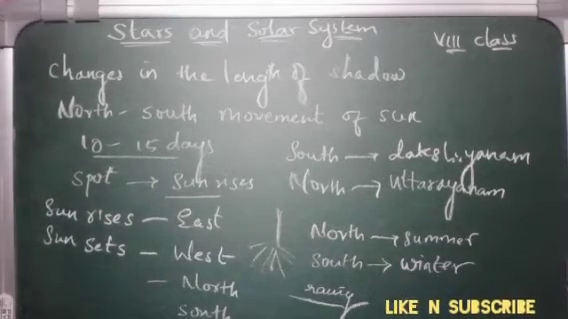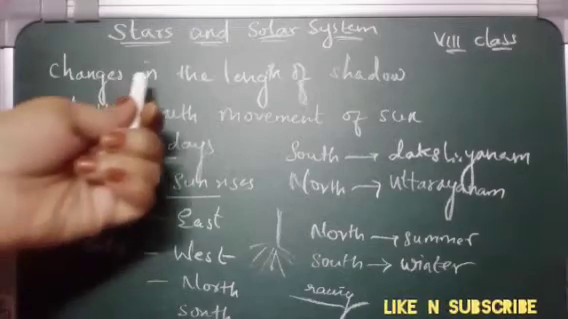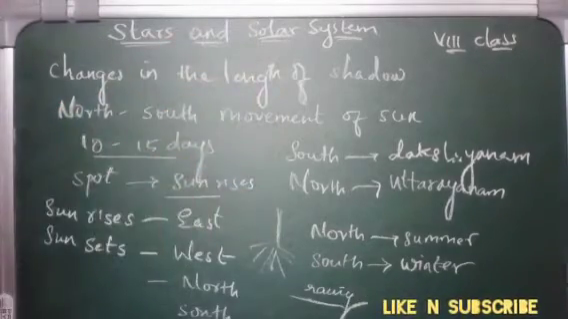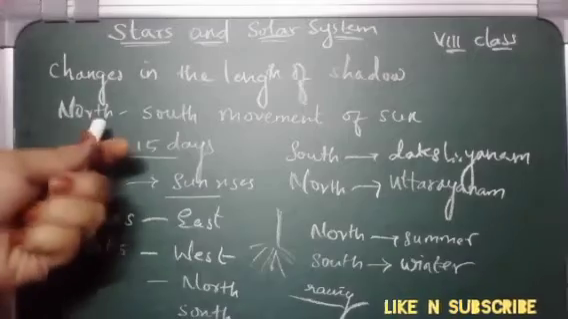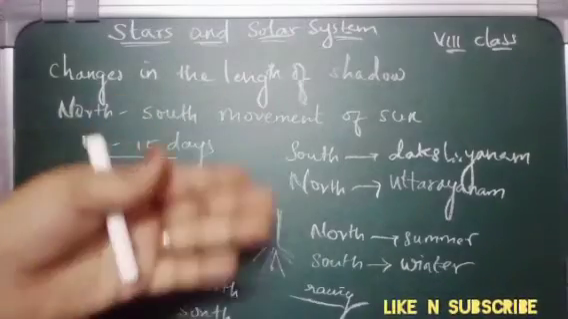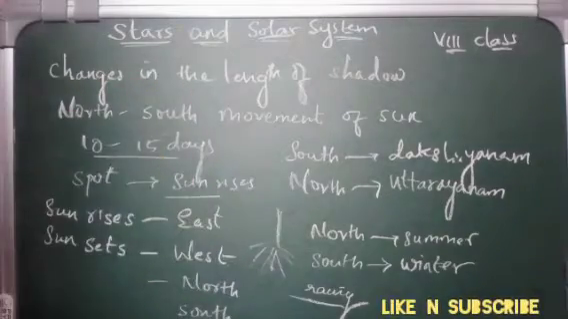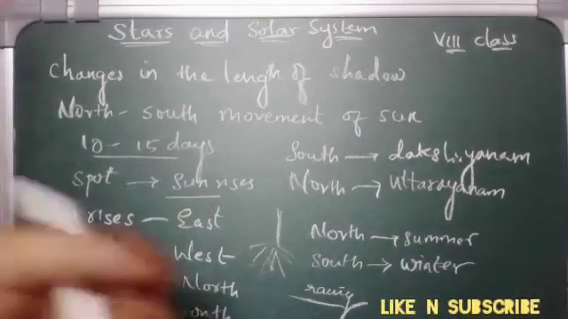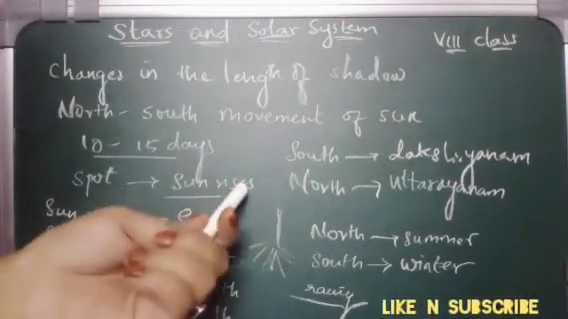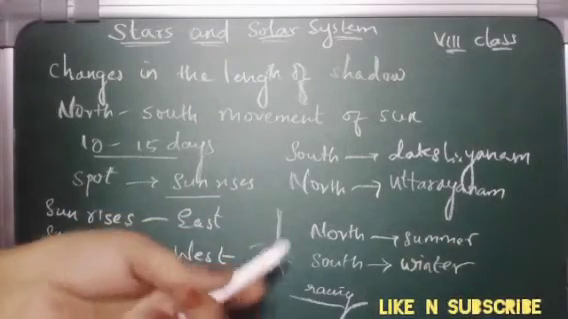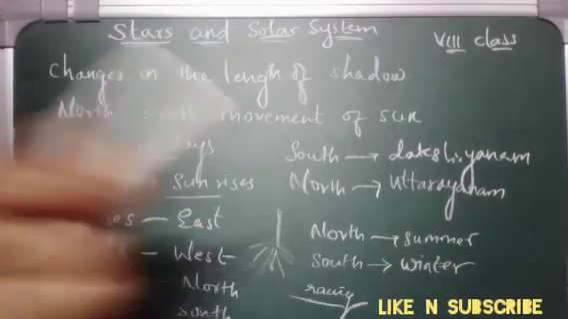So isn't it interesting, children? Yes, activity 1 was also interesting. There we learned about the length of the shadow. Then we came to know about the north and south movement of the sun, that is Uttarayanam and Dakshayanam. And isn't it interesting that when it is moving towards the north, we know it is summer, and when it is moving towards the south, we know it is winter?